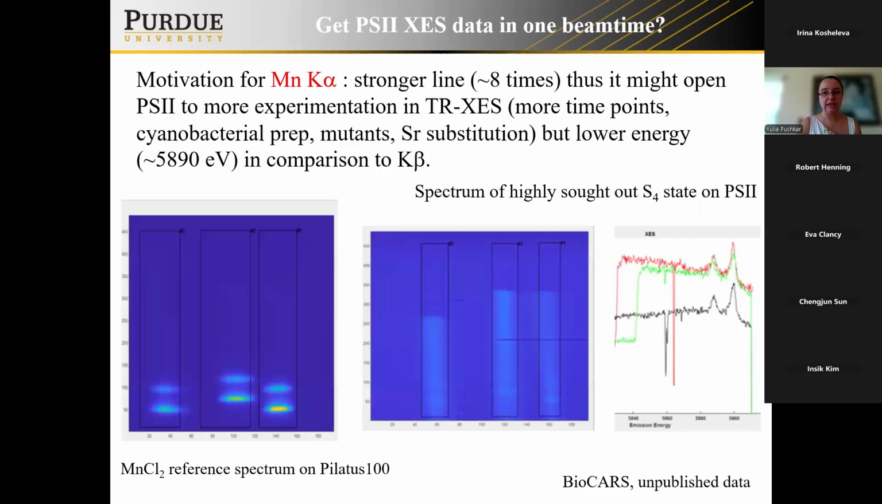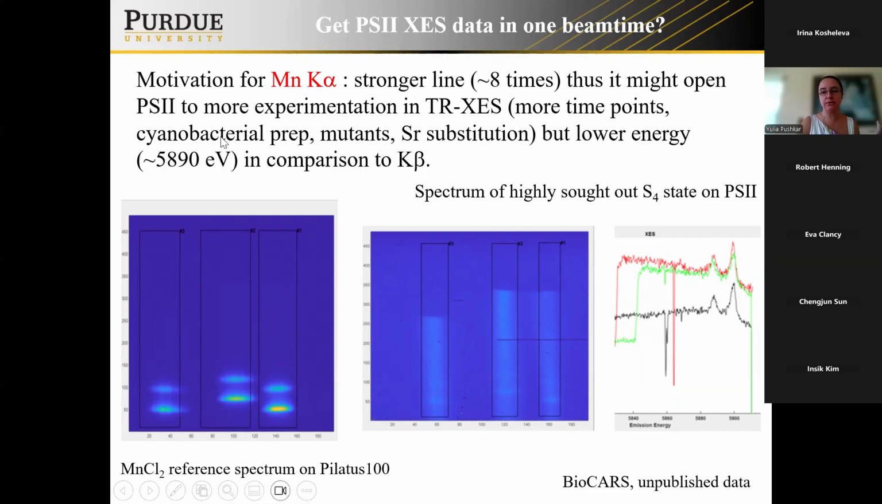Okay, and here is the manganese K alpha box. That's our latest box. Till now, we had to have several beam times and combine the data to say something about the spectra. Now, ideally, we want to have one beam time and record the data, then maybe do a second beam time for reproducibility and then start doing more. More means more time points and time-resolved dynamics.